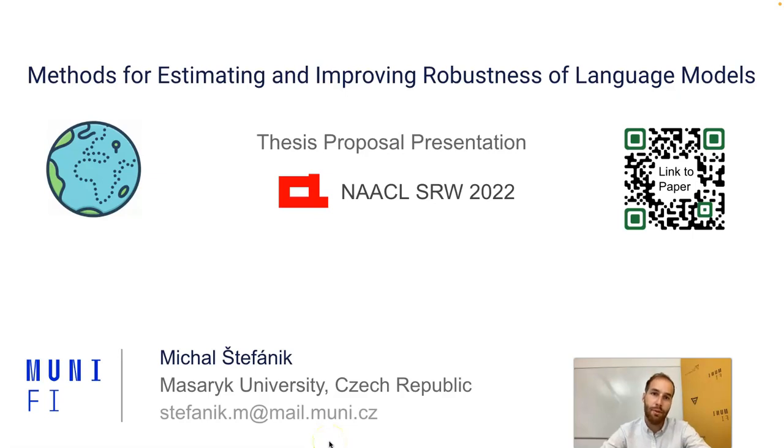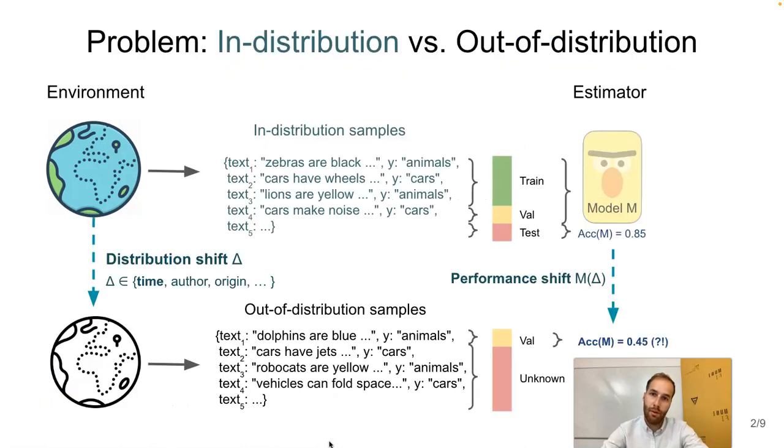This is a presentation of a thesis proposal on methods for estimating and improving robustness of language models. While the large language models are very good in modeling problems with representative training set, they experience significant accuracy drop when exposed to a domain shift, where the origin of data is systematically adjusted.